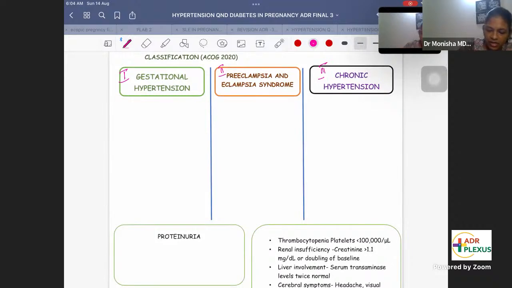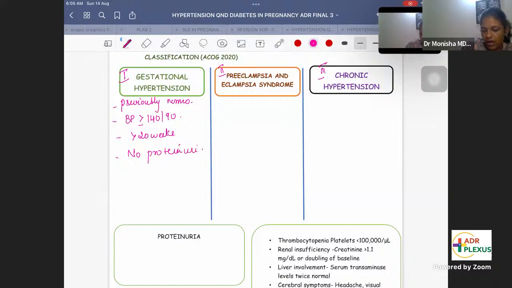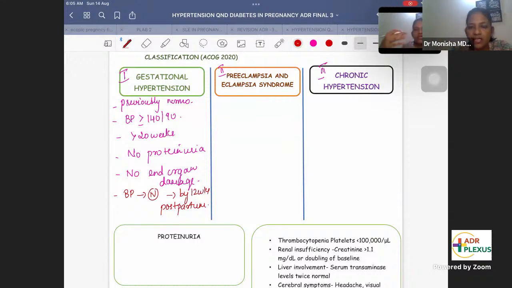When I say gestational hypertension, a woman who was previously normotensive, and now when you measure her BP it is more than 140/90, and it is more than 20 weeks of pregnancy, there is no proteinuria, there is no end organ damage. Very importantly, the BP becomes normal by 12 weeks postpartum. So this is what is gestational hypertension.